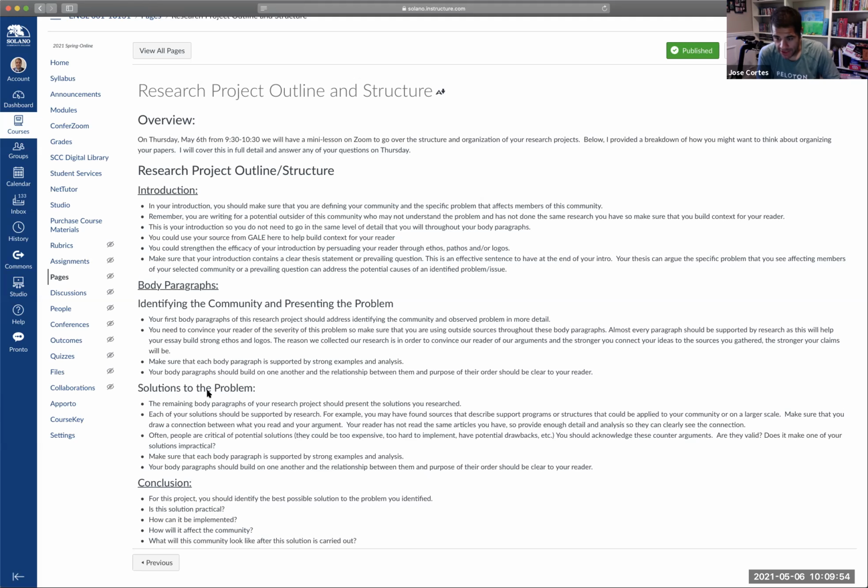So find evidence to be able to back it up, right? You may have found some sources describing how support programs are structured that maybe you think could be applied to your community or used on a larger scale. Make sure that you have a connection between what you read and what your argument is. Again, the reader has not read the same articles that you have, so we need enough detail and analysis that we can clearly see the connection, right?